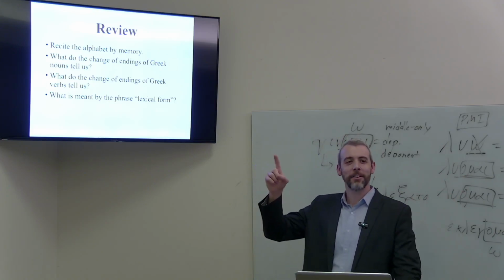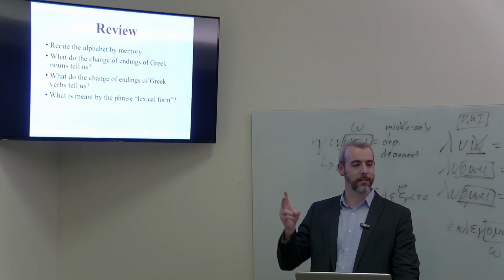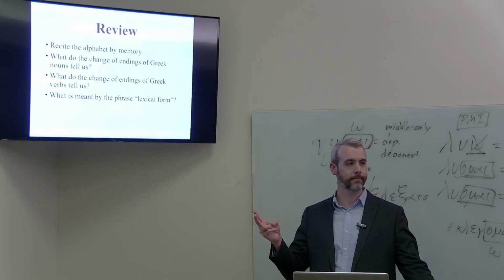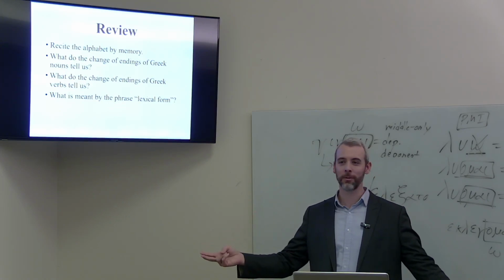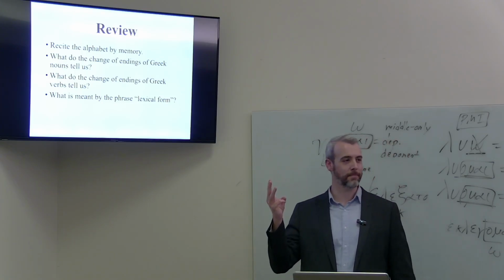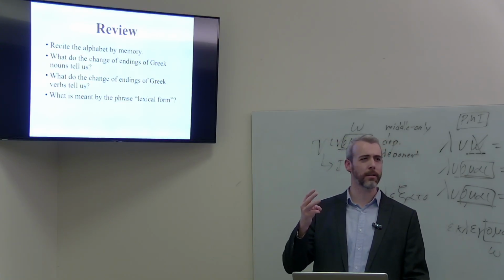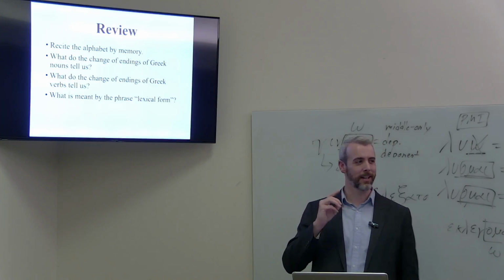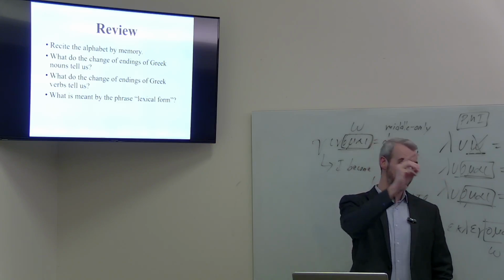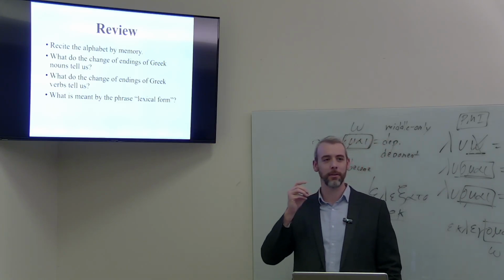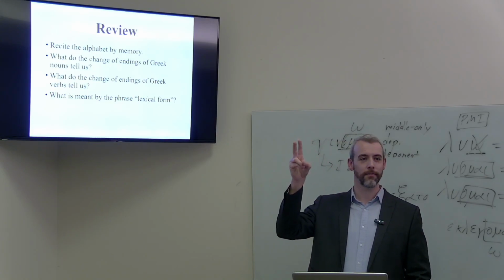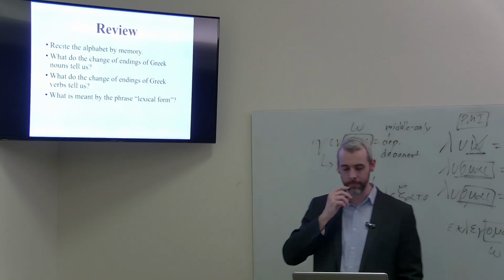All right. So it tells you the case. What else do the endings of nouns tell you? Number. What does the number tell you? One or more than one, singular or plural. All right. And then what else does it tell you? Case, number, gender. So what are our 3 genders in Greek? Masculine, feminine, neuter. Very good.